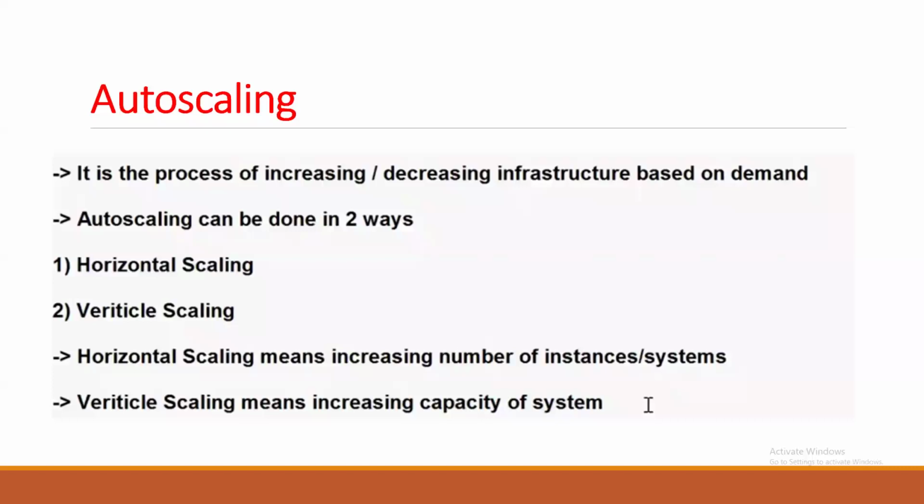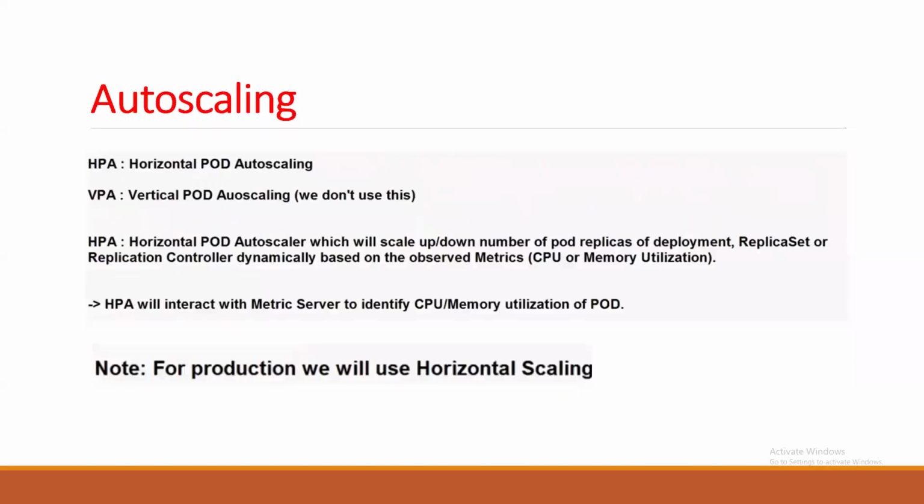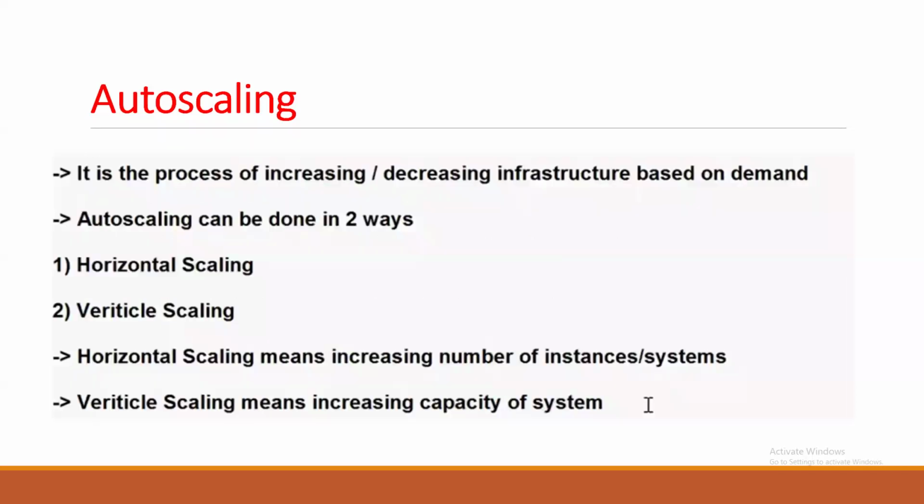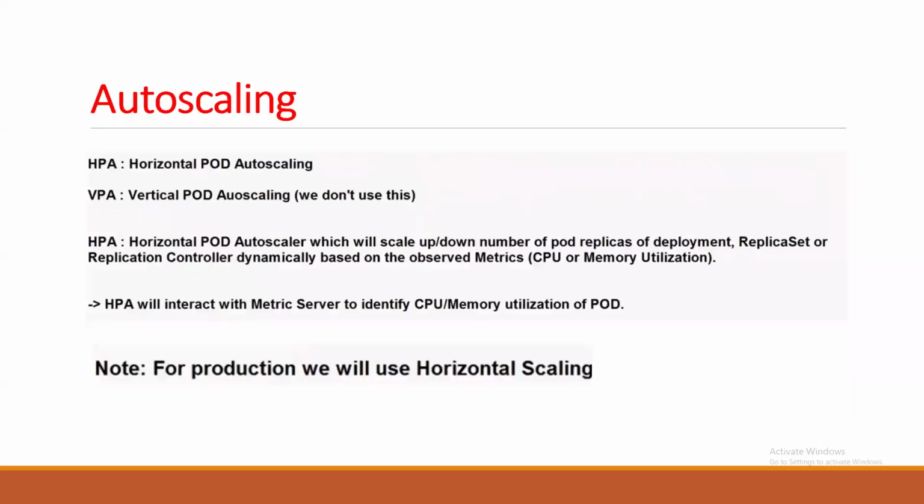Auto scaling can be done in two ways: horizontal scaling and vertical scaling. Horizontal scaling means increasing the number of instances of a system. Vertical scaling means increasing the capacity of the system. So for auto scaling we have two types, guys: horizontal scaling and vertical scaling. Horizontal pod auto scaling, HPA, and vertical pod auto scaling, VPA. So what are those, guys?